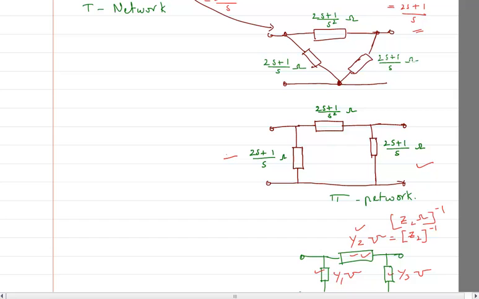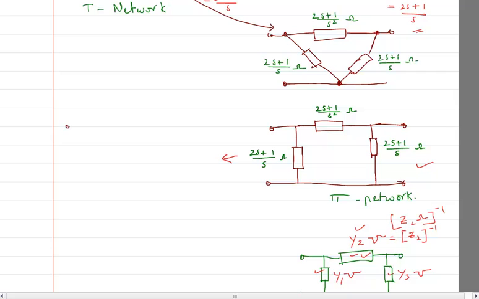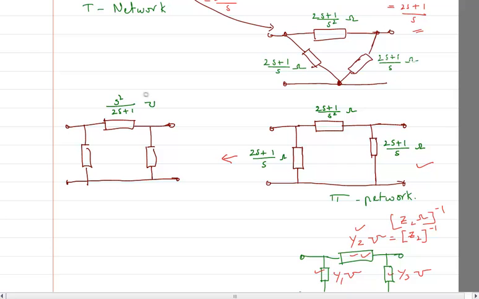For that last part of the conversion, I am again going to redraw this one like this. This is going to be the top element, this is going to be the side element, this is the other side element, and finally I join them together. Now I am going to write the inverse of z, whatever I have got. So this is s square divided by 2s plus 1 mho. This is s divided by 2s plus 1 mho, and this is again s divided by 2s plus 1 mho. Not ohm, sorry, it is mho.